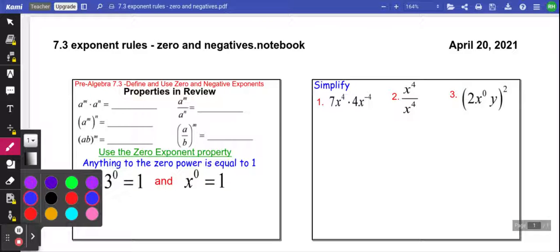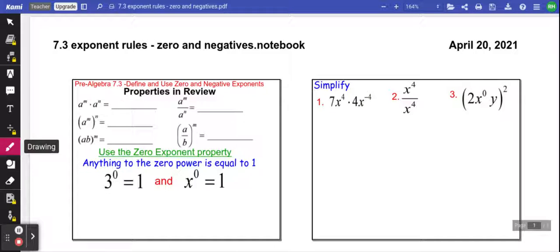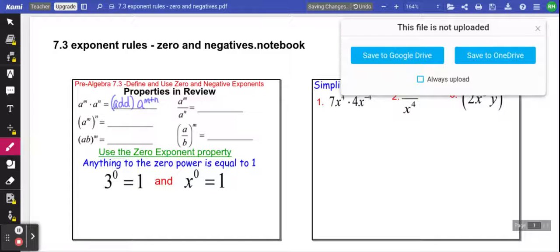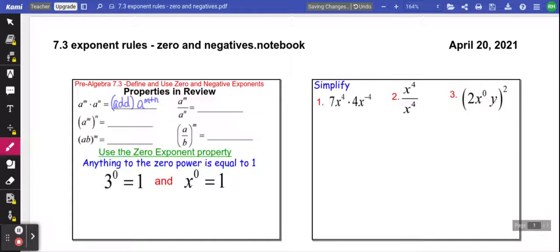All right. So we've got our first one: when it's multiplication, we add exponents, right? So this would be add our exponents, and I would have a to the m plus n. If it's multiply and we add, then when it's divide, we subtract. So I'm going to put here subtract, and this would be a to the m minus n.